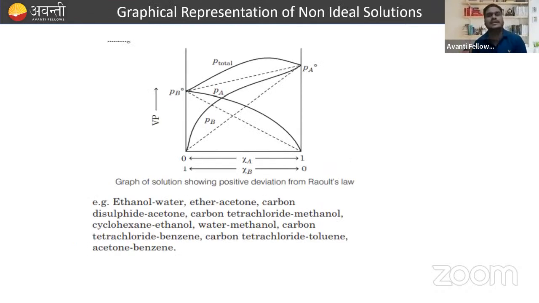Now, how will you represent a non-ideal solution, or we say positive deviation, through a graph? We can represent this through a graph like this. In case of an ideal solution, we know that we get this dotted line, right? In case of positive deviation, what we get, beta, is just an increase in the pressure. For example, PB increased by a little amount, by this factor. Similarly, PA increased by this factor. So the total pressure is also increased. So this is how we can get the graphical representation of a non-ideal solution having positive deviation, right?